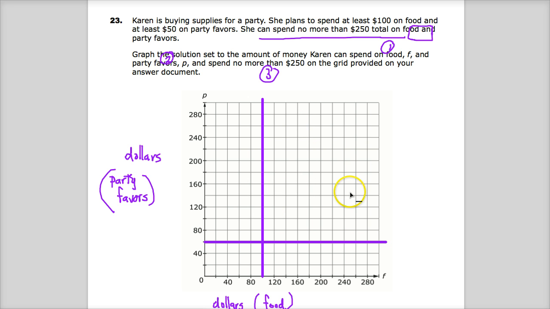So in this area, this is where my possible amounts of money could be spent if I had an unlimited budget, all the way up to here, where I'd be spending $280 on both party favors and food. The problem is she has a budget limit of $250. So I need to find a point at $250, which is right here, because this point would indicate that she spent $250 on party favors and nothing on food. So I hope you like those little noisemakers for Power Rangers. Down here would be all food, no party favors.